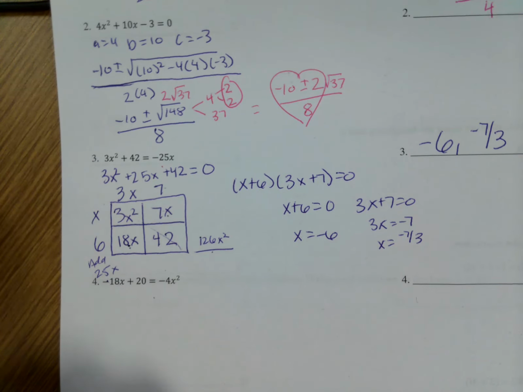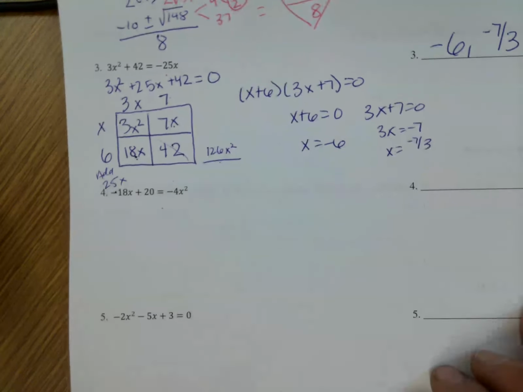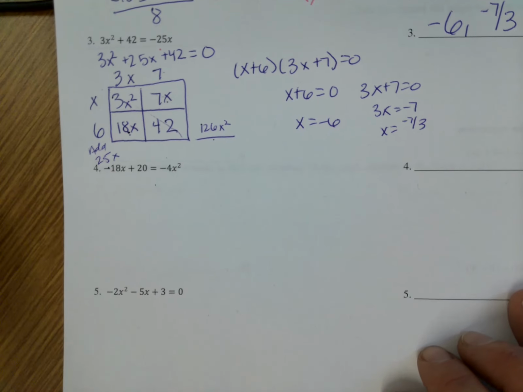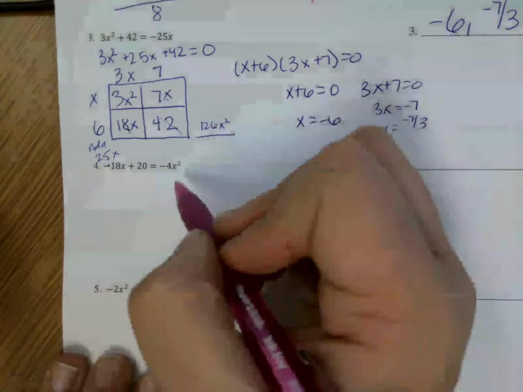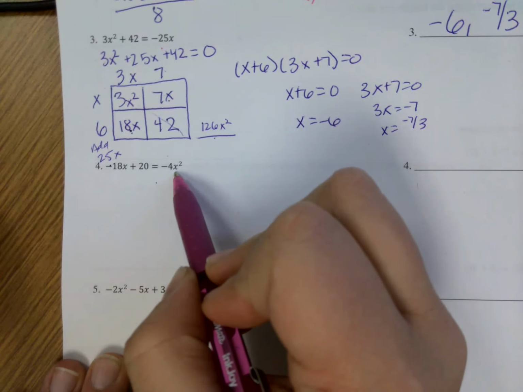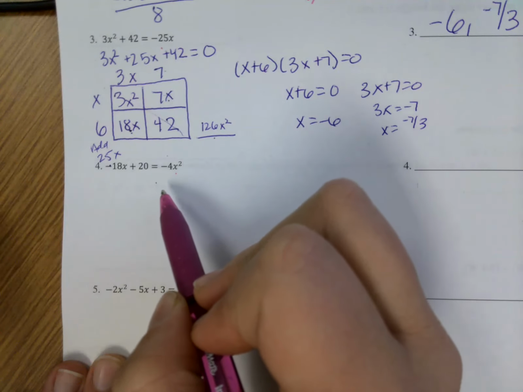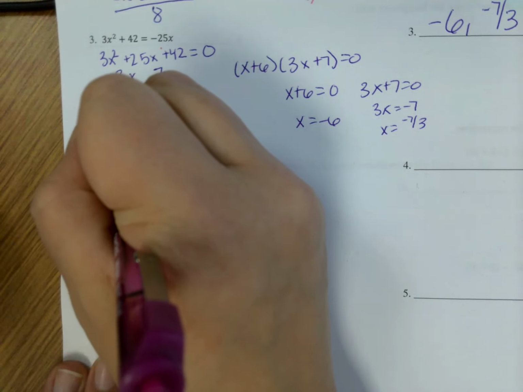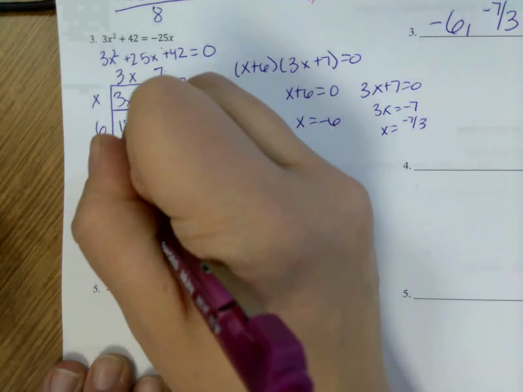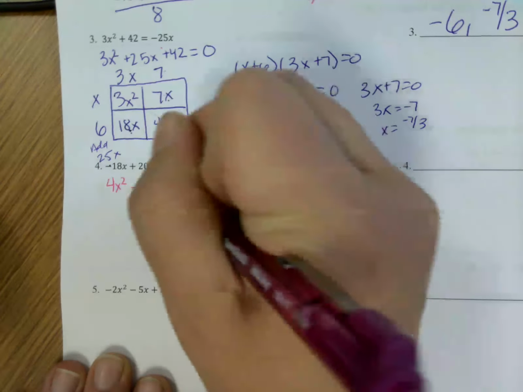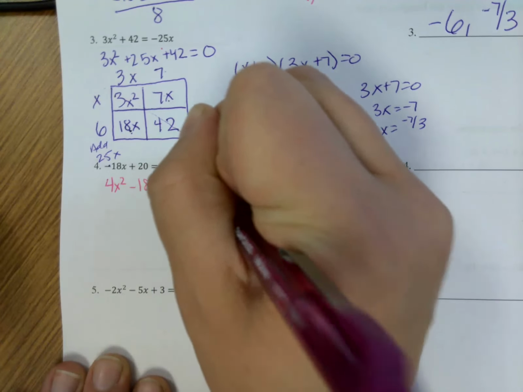Next one, I'm going to use a different color just so that you can see it. Now I'm still going to factor, but I'm going to factor by guess and check. First, I have to add this over. I don't like my x squared to be negative, so I'm going to add this over. So I'm going to have a positive 4x squared. I still have to write this in standard form: 18x plus 20 equals 0.